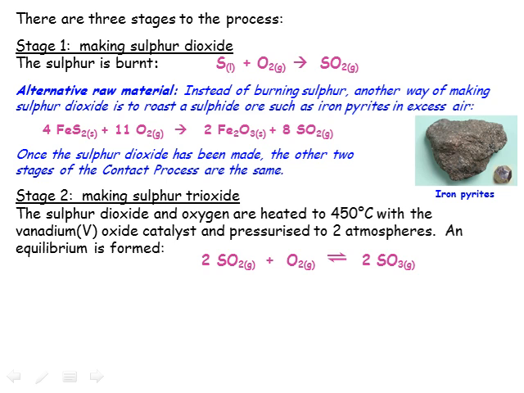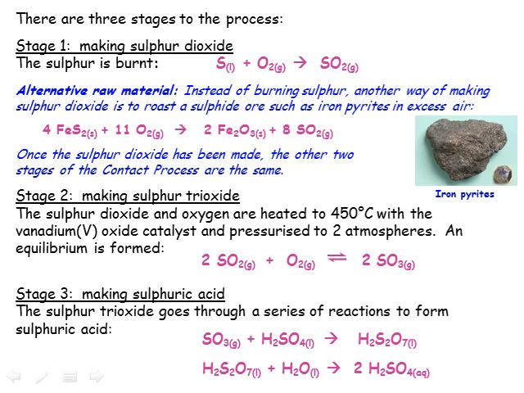Once we've made sulphur dioxide, the second stage is to convert the sulphur dioxide into sulphur trioxide by reacting it with oxygen. This is a reversible reaction, and we need to select the reaction conditions for this stage to optimize the amount of sulphur trioxide in the reaction mixture.